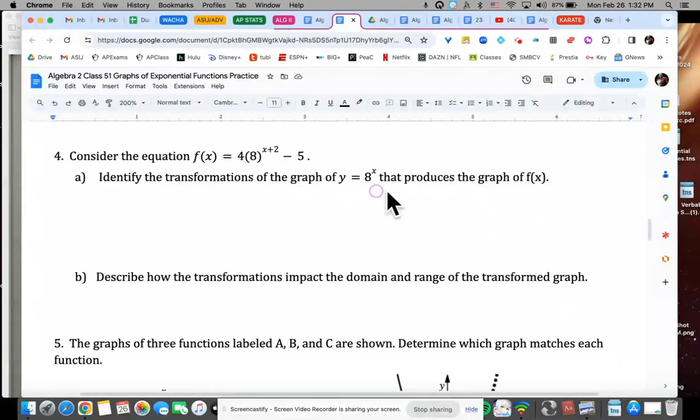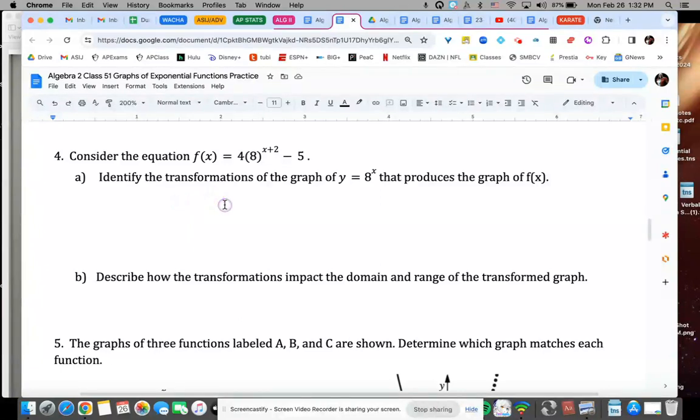So first they say identify the transformations. So they're just starting with the basic 8 to the x. So there's 3 things going on: the 4, the +2, and the -5. So the 4 is a stretch. So we call this a vertical stretch of 4.